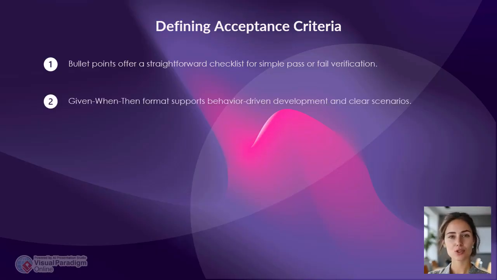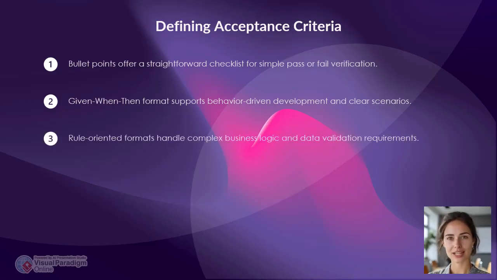The given when then structure creates a narrative flow that describes the context, the action, and the expected outcome, making it ideal for automated testing and clear communication. When stories involve intricate business rules or conditional logic, a rule-oriented format ensures all constraints are explicitly documented and understood by developers and testers alike.